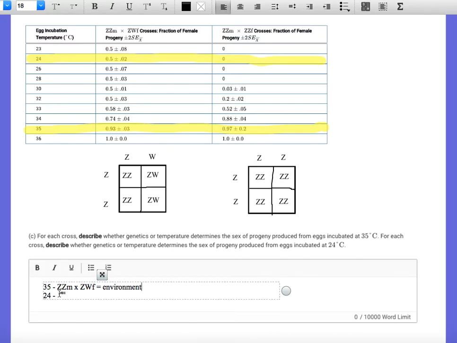But at 24 degrees, this cross does actually look like what I would expect from my Punnett square, right? It's 0.5, right up the board. So it looks to me like, at temperatures of 30 degrees or under, 32 degrees or under, this is determined by genetics, right? So this one here is going to be genetics.